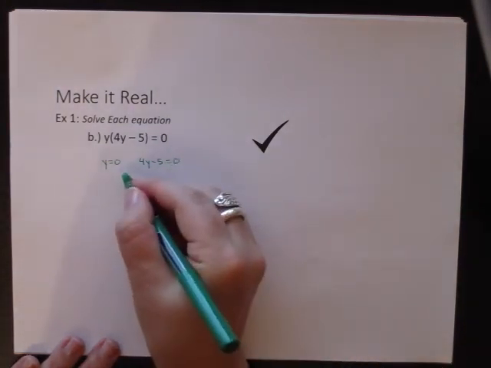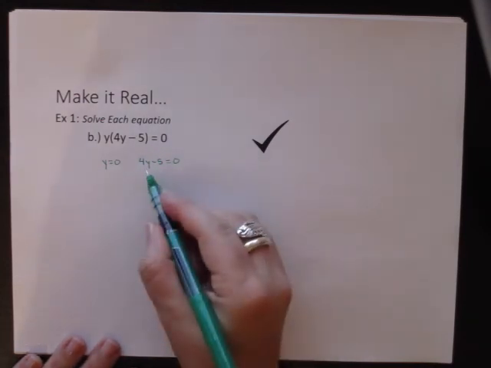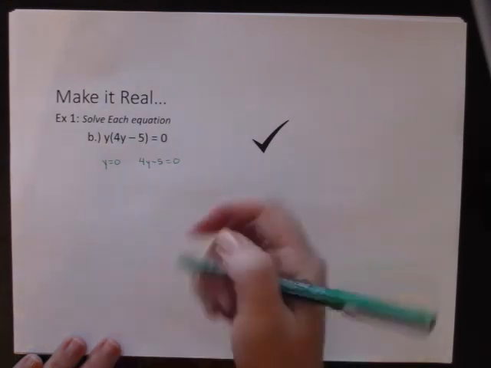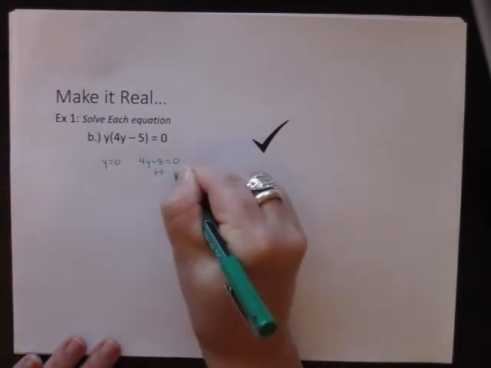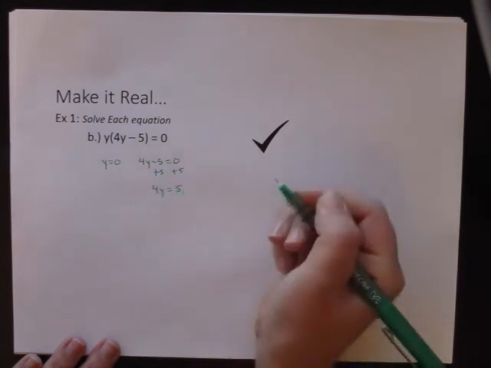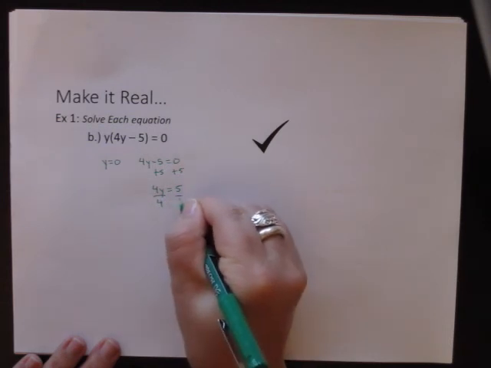So this one, my y is already by itself, so when I'm solving it, I don't have to do anything else. But this one right here, I've got to do some adding and division. So I'm going to add 5 on both sides. So I've got 4y equals 5. And then I've got to get y by itself, so I have to divide both sides by 4.